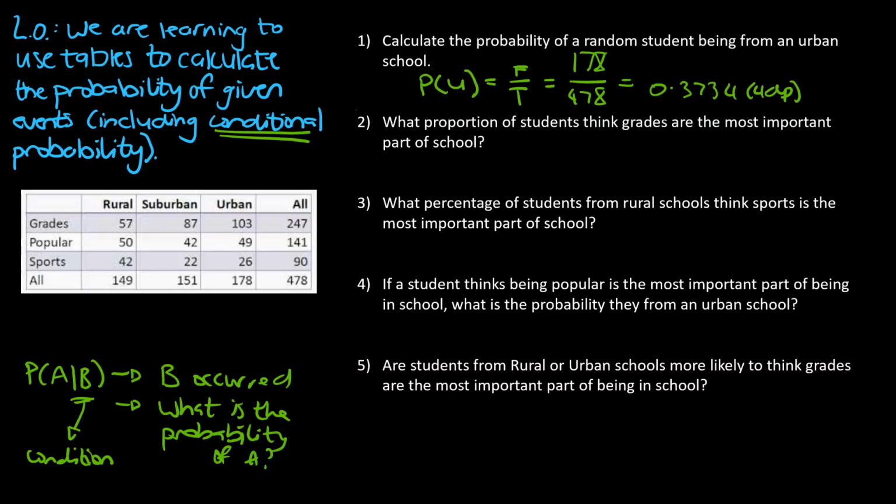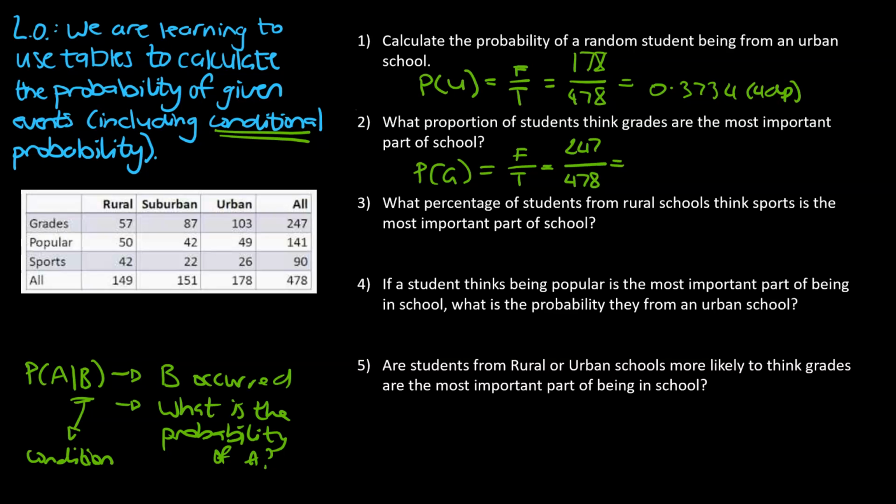The next one, what proportion of students think grades are the most important part of school? So what's the probability of, we'll call it G, occurring? Same approach, we want to continue using F over T. Our total, so what students are we looking at? Proportion of students, so we're looking at all students this time around. So the denominator is going to be the same. Of all of the students, how many think grades are the most important? That was 247.